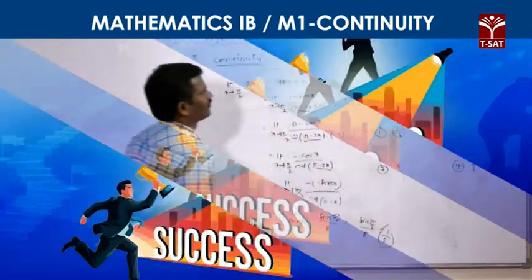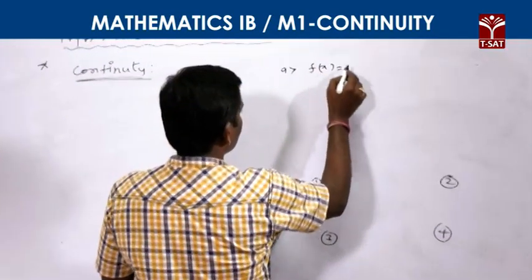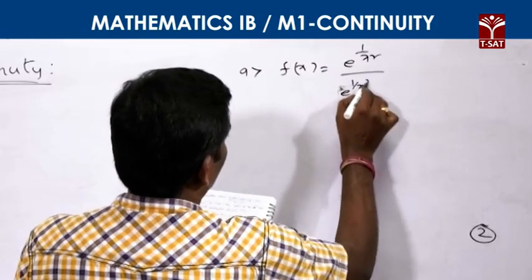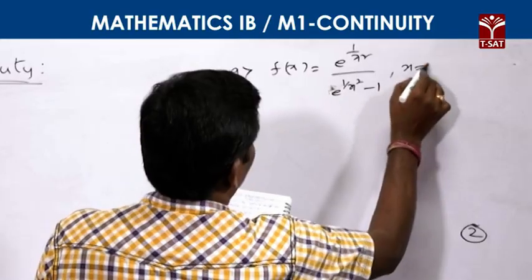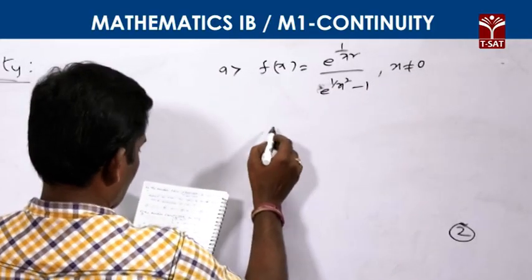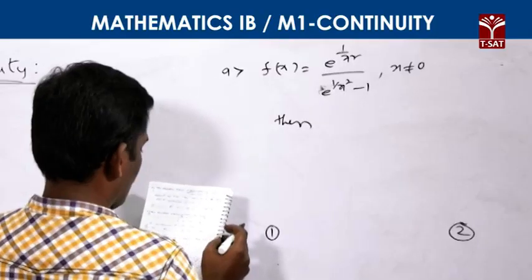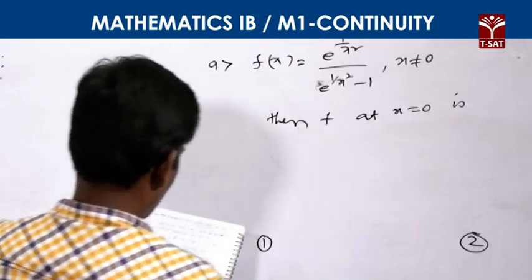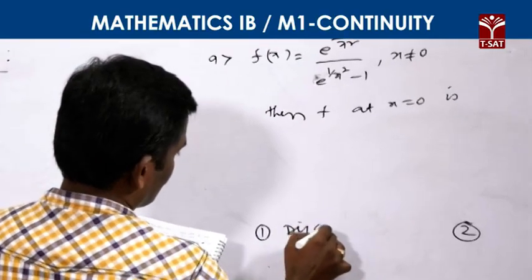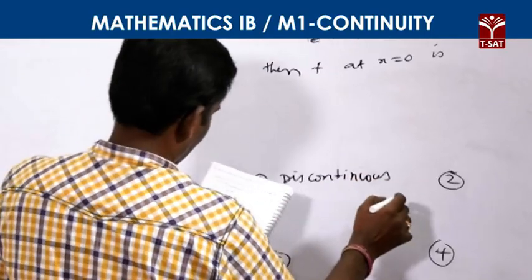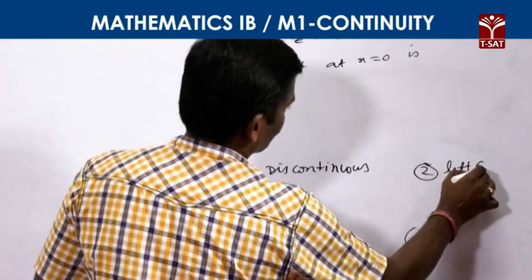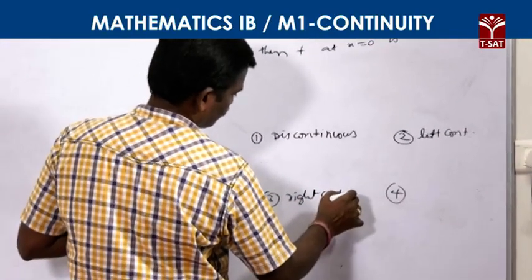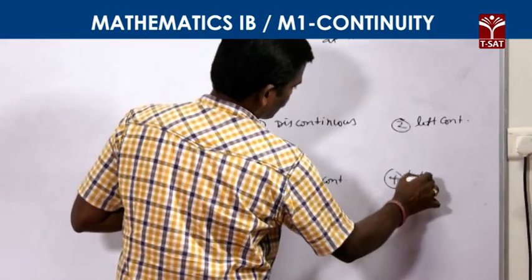f of x equals e power 1 by x square by e power 1 by x square minus 1 for x not equal to 0. Then f at x equals 0 is: first option, discontinuous; left continuous; right continuous; both, second and third.